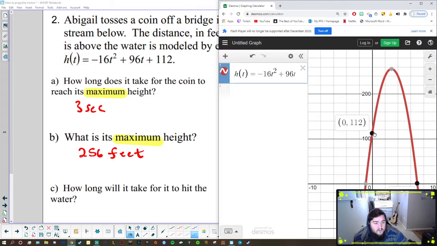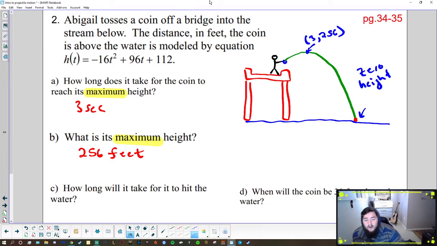So we start at 112, we throw. After 3 seconds, we hit the top, and it looks like after 7 seconds, we finally hit the water because we know the height of that coin after 7 seconds is 0. So how long will it take for the coin to hit the water? Well, it'll take 7 seconds. So the coin is thrown. After 3 seconds, it reaches its maximum, 256. After 7 seconds, it's hit the water. We know that because the height is 0.